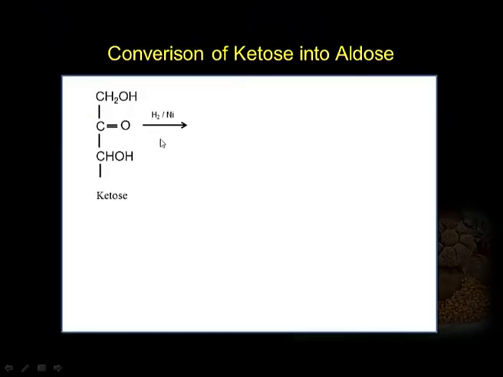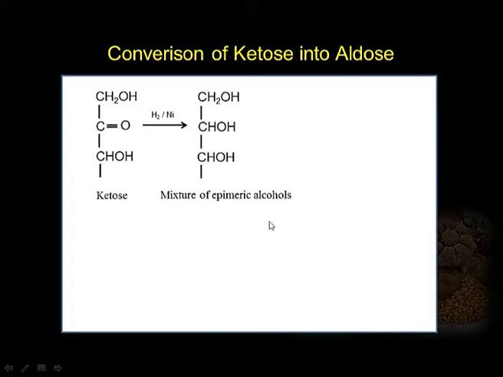Then, how to convert ketose into aldose? This is a ketose. When we want to convert into aldose, first this carbonyl has to be reduced, and when reduction of this carbonyl occurs, a new asymmetric carbon atom is formed. So, obviously, we will get this alcohol group here, but it will be a mixture of epimeric alcohols. So, from corresponding ketose we will get a mixture of 2 alcohols here.